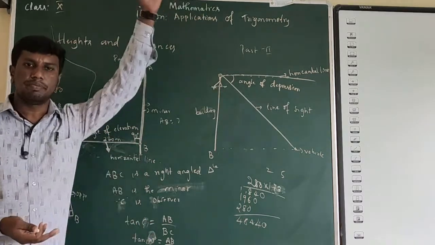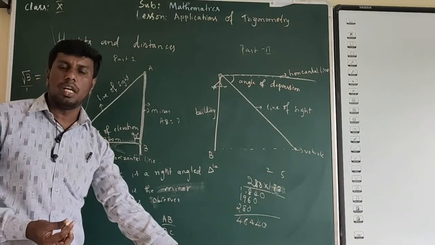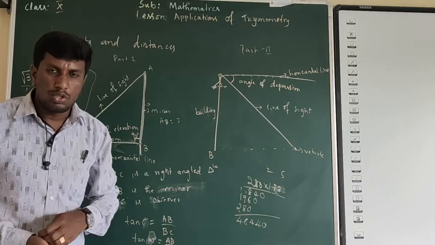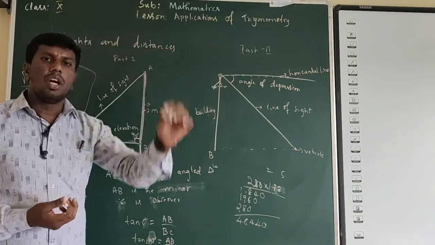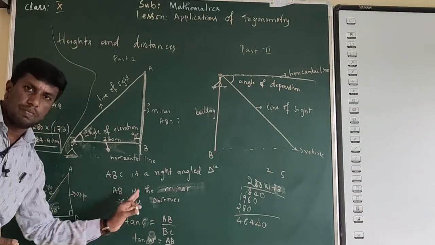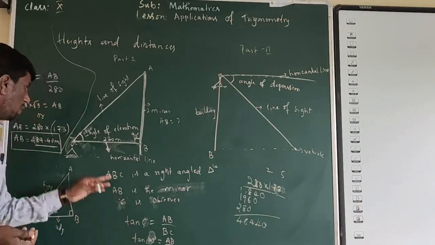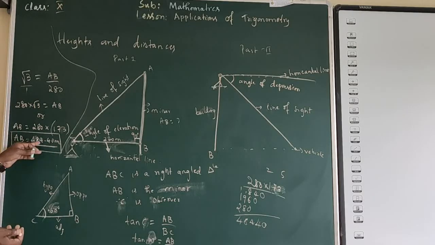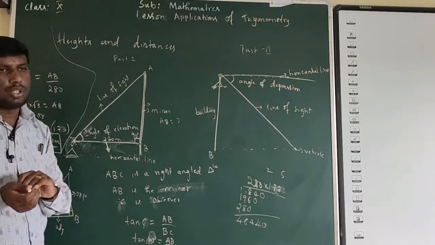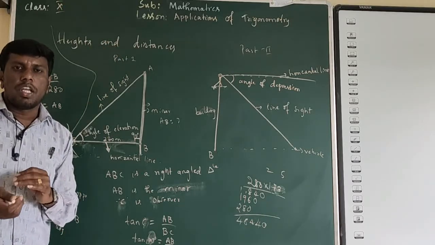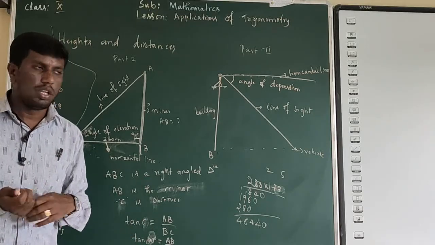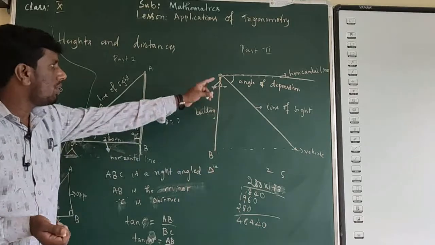So you didn't measure the height of the mirror using a tape or some instruments. Without measuring the height of the mirror, by using trigonometry concepts, by using this idea, you have found the height of the mirror. A is the height of the mirror, right? So that is the application of trigonometry, with which we can find out the height and distance of an object.